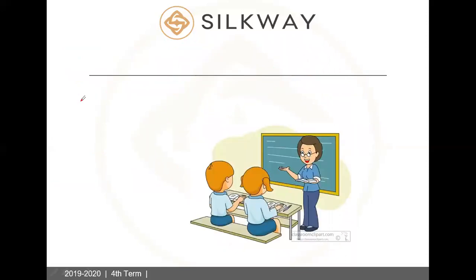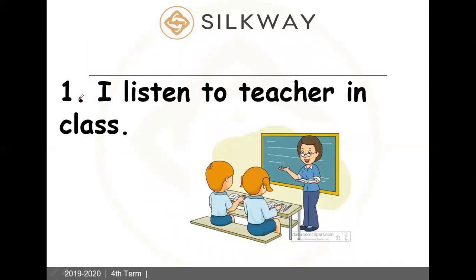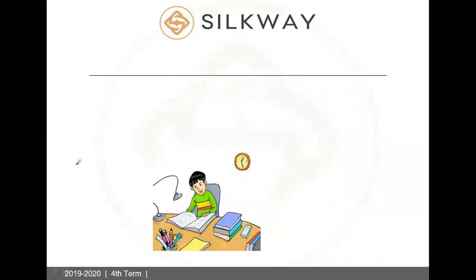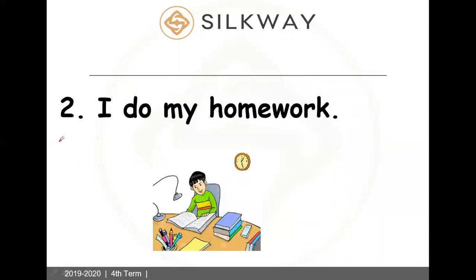Like first, I can say that you as a student have to listen to the teacher in class. So you can say, I listen to teacher in class. So you have to listen, of course. If you don't listen, you will not learn anything. Number 2, you can also say that I do my homework. Yeah, it's very necessary. If teacher Bell gives you or assigns a home task, you have to do that.